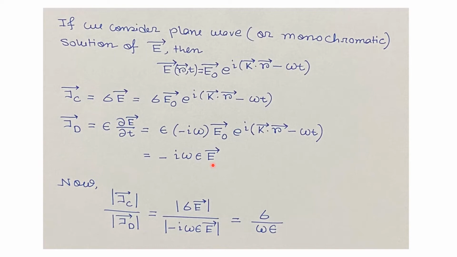Now we'll take the ratio of the magnitude of the conduction current density vector, that is J_C vector, and the displacement current density vector, that is J_D vector. So it can be written as mod of J_C vector divided by mod of J_D vector equals mod of sigma E vector divided by mod of minus i omega epsilon E vector. So we'll get effectively sigma by omega epsilon.